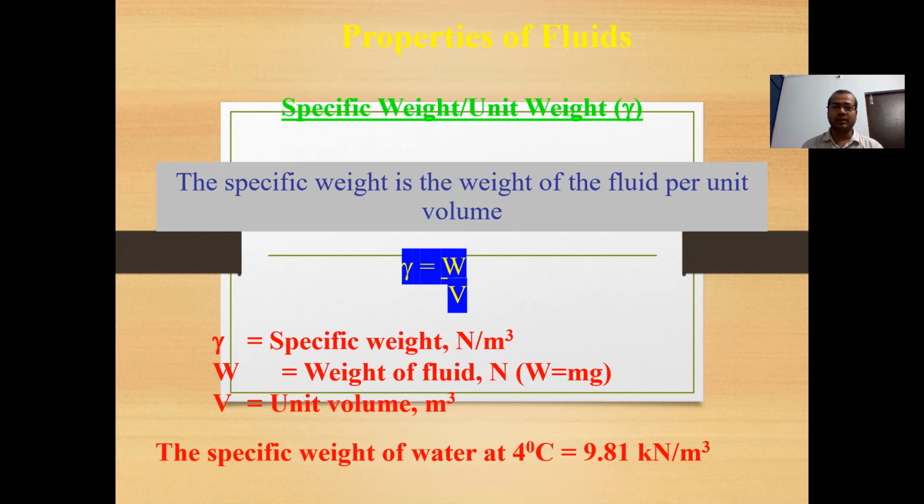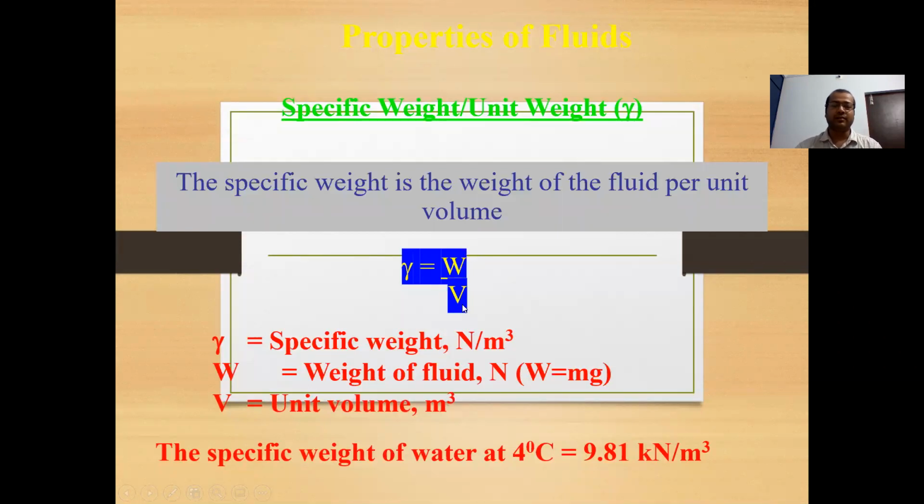The first important property of fluid we will discuss is specific weight, which is also known as unit weight, and we are denoting it as gamma. This symbol's name is gamma. Specific weight is the weight of the fluid per unit volume. So it is the ratio of weight by volume.